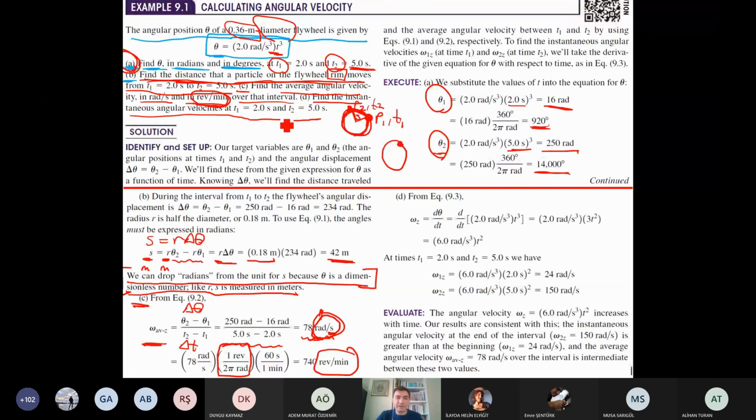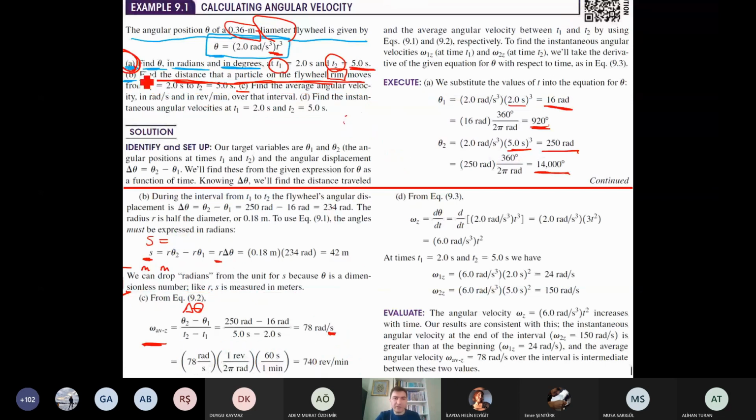Find the instantaneous angular velocities when the time is 2 seconds, when the time is 5 seconds. What about the instantaneous angular velocity, which is given with the time derivative of theta? Theta is given in the question, okay? Take the time derivative of this one, then you can calculate the instantaneous angular velocity. So here we have t. Instead of t, just use 2 seconds and 5 seconds. Then you can calculate instantaneous angular velocity when the time is t1 and when the time is t2. Any question related to this example?